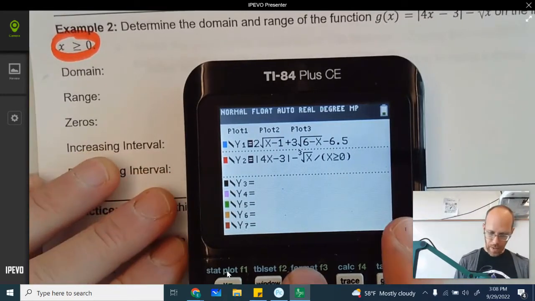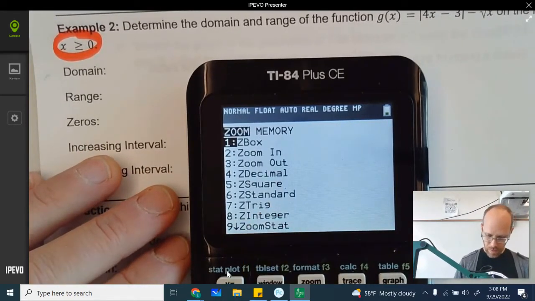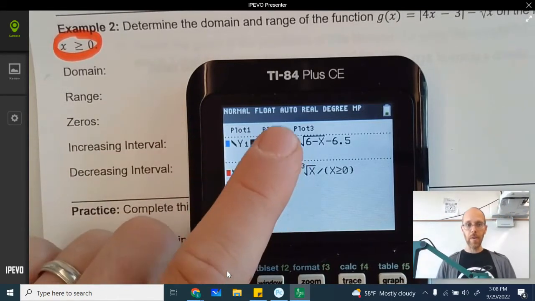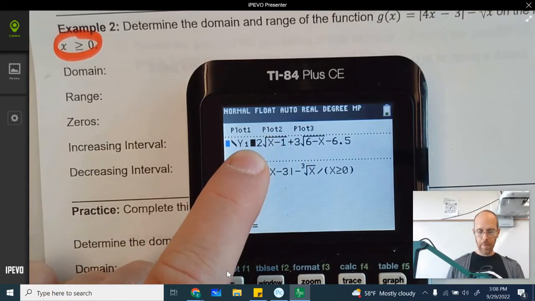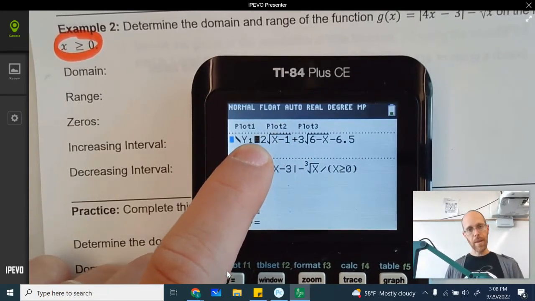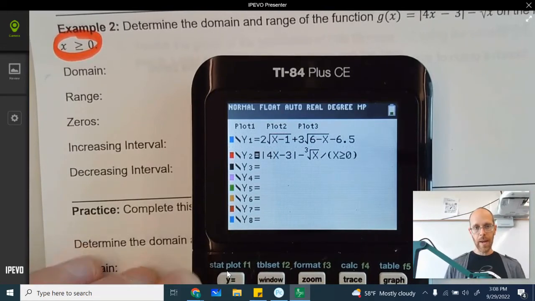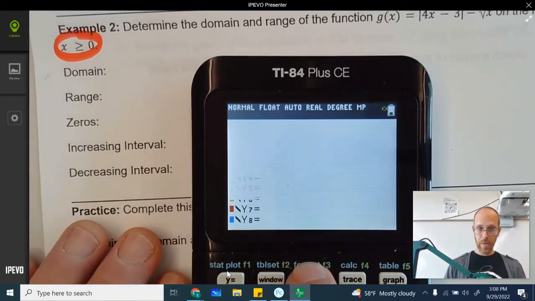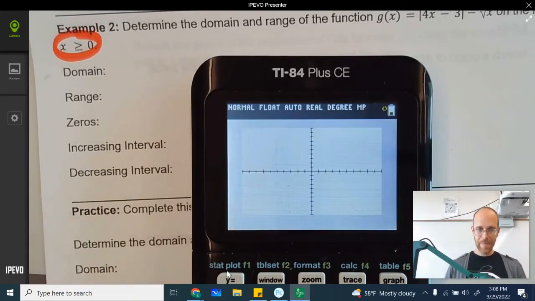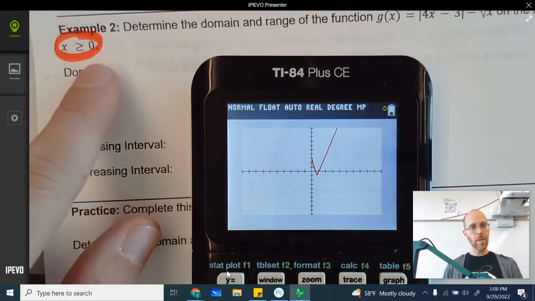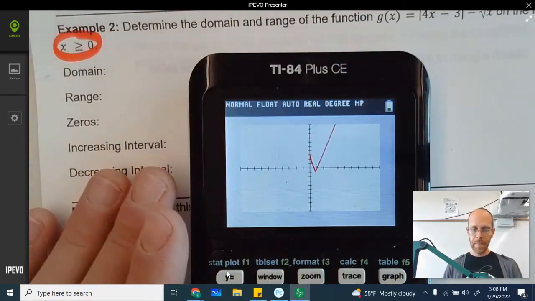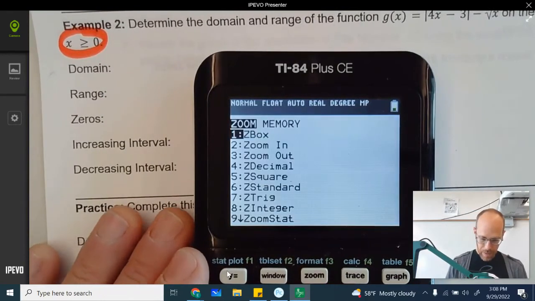And then I'm going to go back to a zoom standard. So zoom 6. Oh, and most important part before I do that, I don't want to see this graph, right? I can turn this graph off by moving my cursor to the equal sign and then hitting an enter. So see how right now the only one that's highlighted is number 2. That's the only graph I'm going to see when I hit zoom and then 6. And because I entered the inequality correctly, it's only showing me where y is 0 or greater. I'm going to zoom in on a little bit on that.